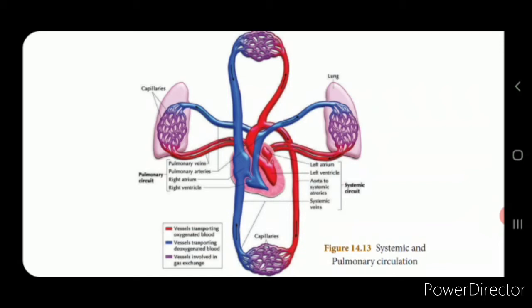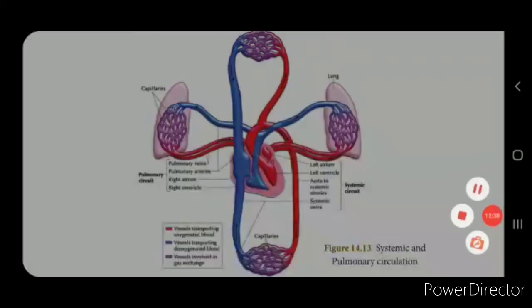Now while the circulation takes place, the blood circulates twice through the heart in one complete circle. So it is called double circulation. And this double circulation ensures that the oxygenated blood does not get mixed with the deoxygenated blood. So the blood circulation in the human body is called double circulation, because the blood circulates twice through the heart in one complete circle.